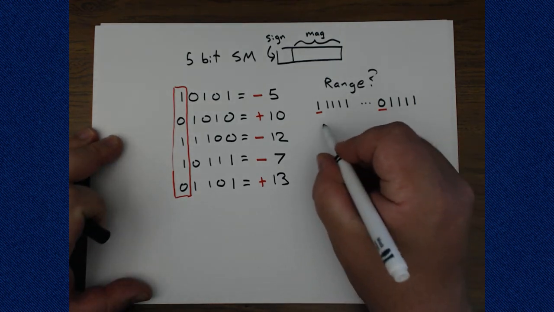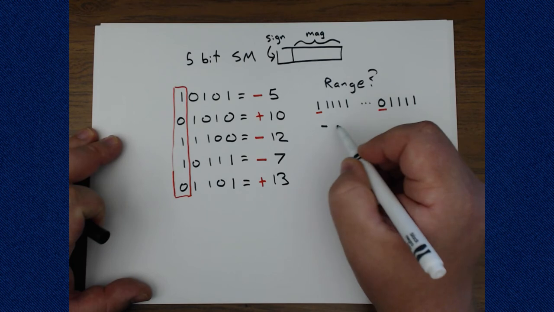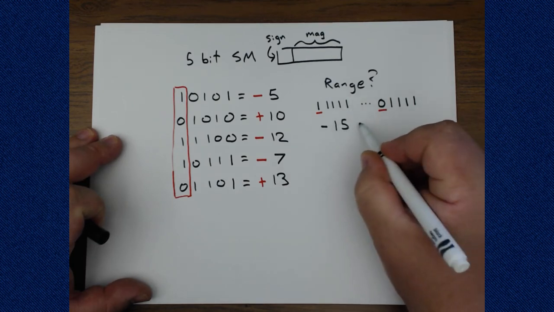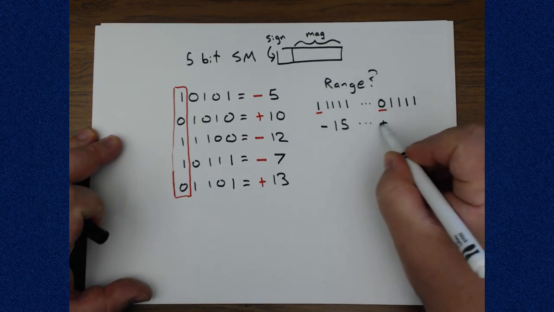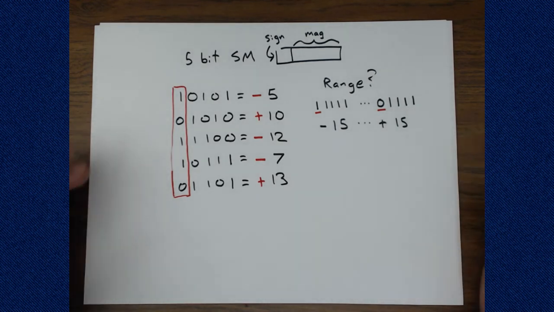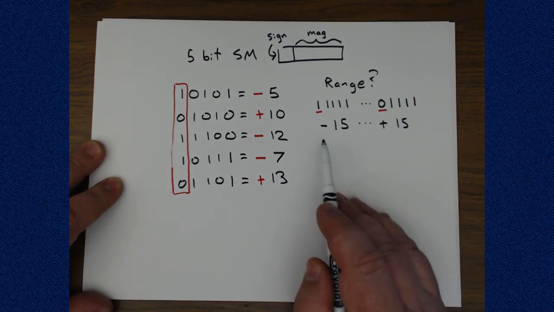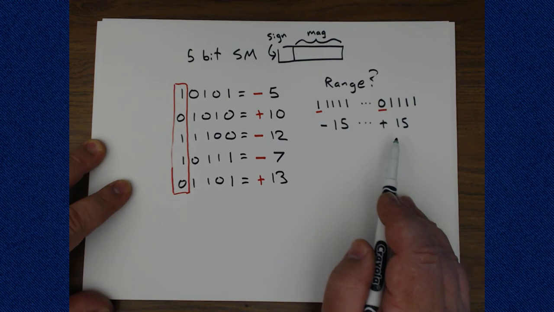So this here is negative, and this is 8 plus 4 plus 2 plus 1 is 15. All the way up to a positive 8 plus 4 plus 2 plus 1 is 15. So our range with a 5-bit sign magnitude representation goes from negative 15 to positive 15.